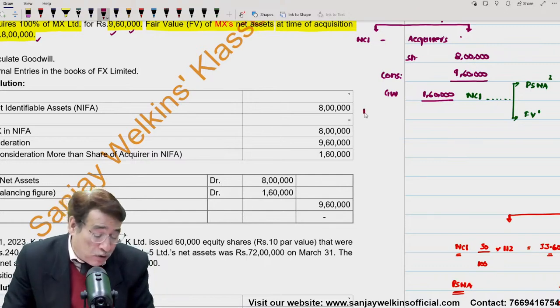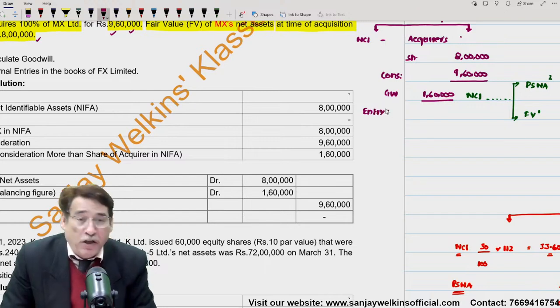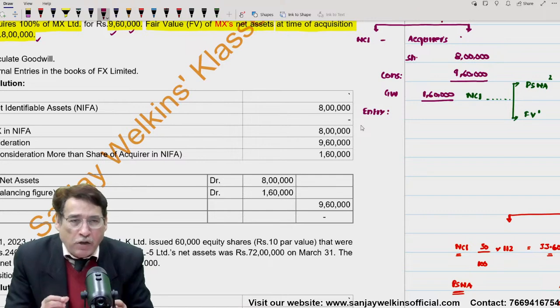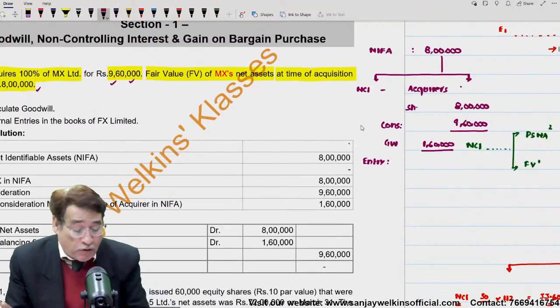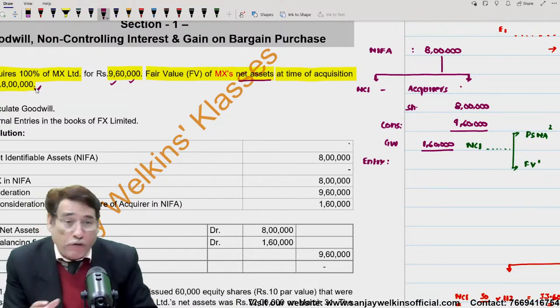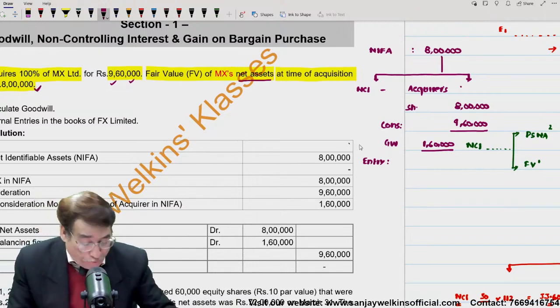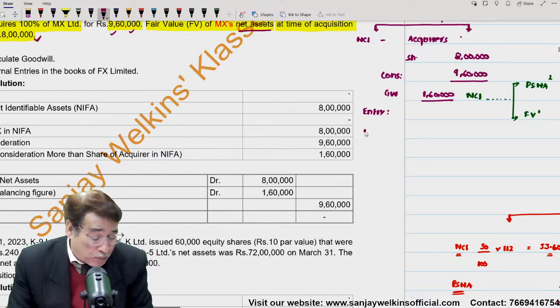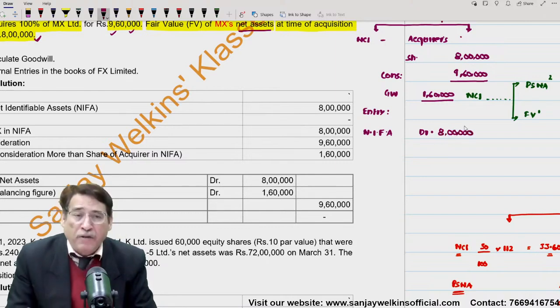Suppose I am going to ask you, in the books of the acquirer, what entry you are going to pass? First of all, you have to think very coolly what you are getting. In this particular case, it is given that net assets of the acquiring company appearing on the date of acquisition is 8 lakh. Quite obviously, first of all, you are going to record those assets because net assets are given. So I will simply write NIFA, net identifiable asset, account debit, 8 lakh. This is the fair value because we have to record things at fair value, 8 lakh.